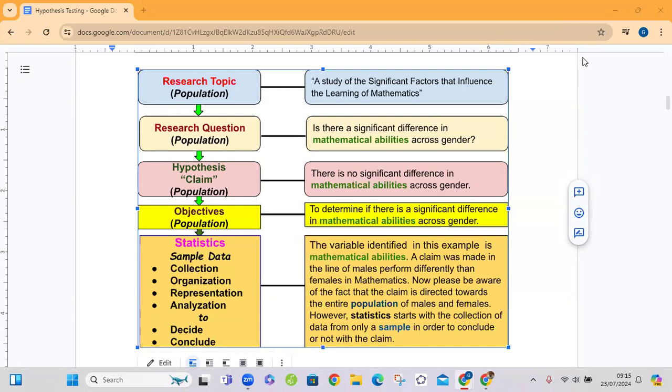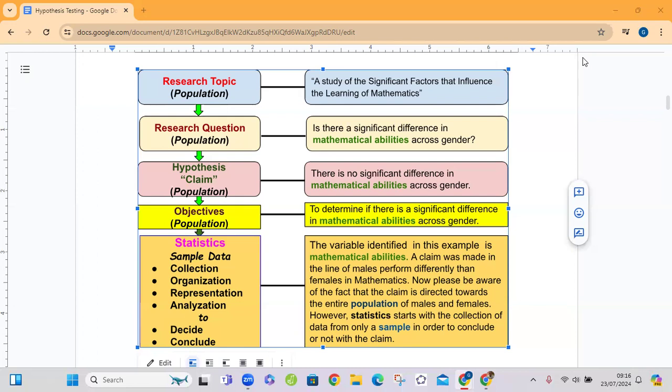Now comes the hypothesis, commonly called the claim, which is again about the population. So a response to such a question could be, there is no significant difference in mathematical abilities across gender. Or another response could be, there is a significant difference in mathematical abilities across gender. We'll come to these two types of responses in more detail. But the fact is that the immediate response after the research question is called the hypothesis.